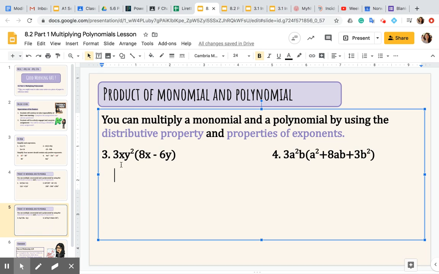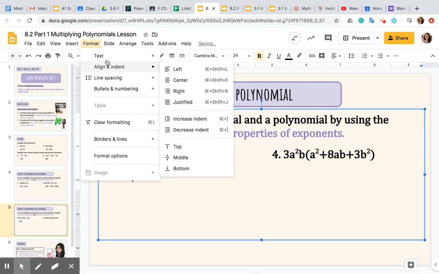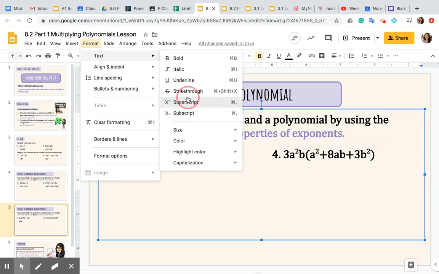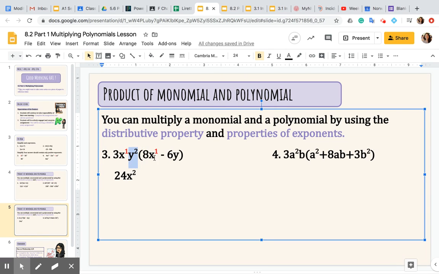All right, so same thing as last time. I'm going to multiply the coefficients. 3 times 8 is going to give me a coefficient of 24. And then x to the power 1 times an x to the power 1, I can add those exponents together and get an x to the power 2. And then y squared, there's no y in this term, but again, it's like y squared times 1.